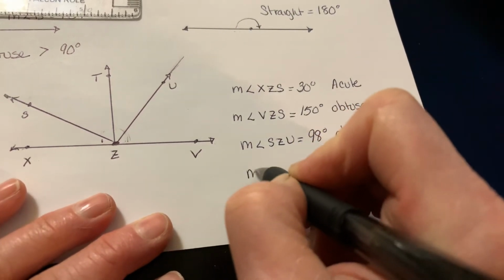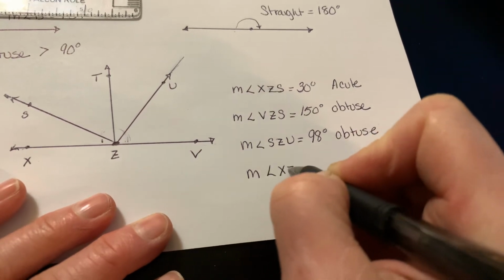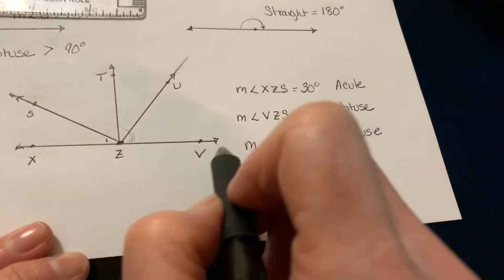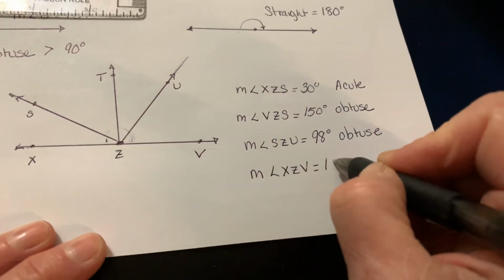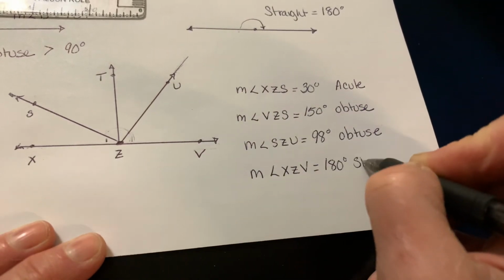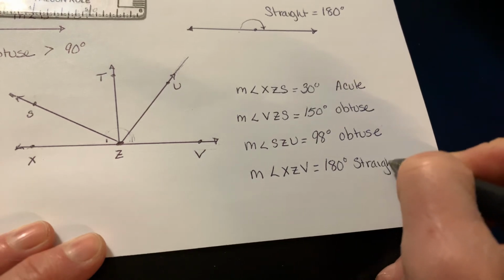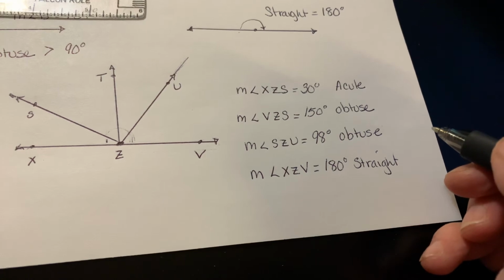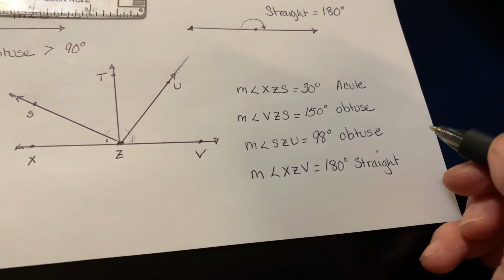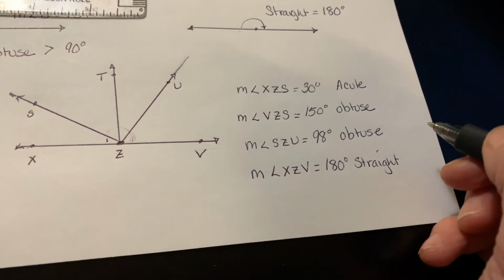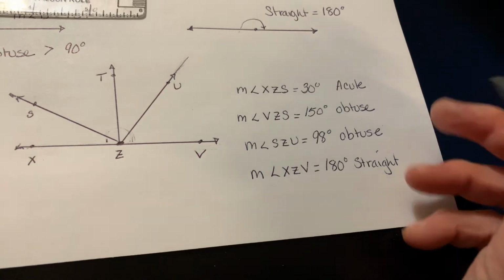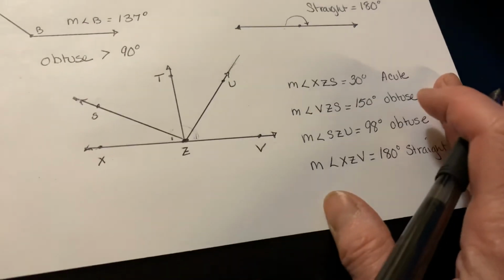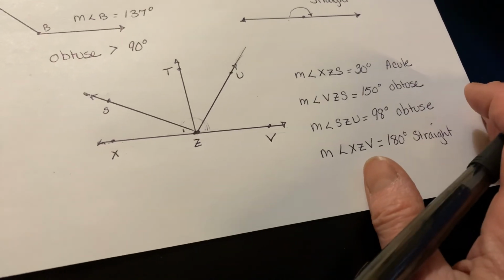What if I asked for the measurement of angle XZV? What would that degree be? This angle right here, you should be able to identify right away that that is considered a straight angle because it's 180 degrees. So in your homework today, you're going to be measuring some angles and you're going to be classifying angles. So now you have the classification of the 4 different kinds of angles that you're dealing with and the best way to use your protractor.